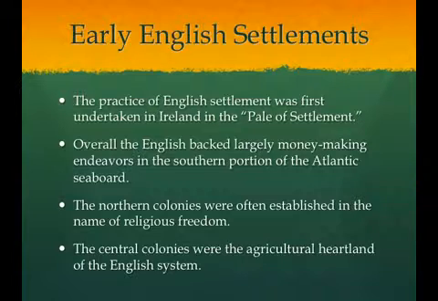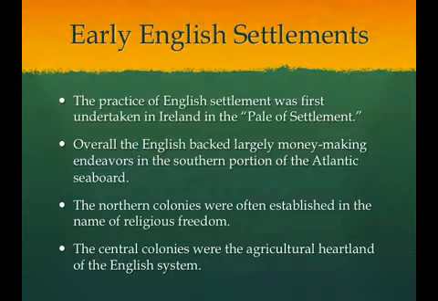And so this model is what's recreated in North America. Overall, the English tended to back money-making endeavors. This was about making profit, particularly in the southern portion of the Atlantic seaboard colonies, in the southern colonies. The northern colonies, by contrast, were often initially established in the name of religious freedom, but those colonies also took on a very significant commercial economic system that was not as agricultural as we'll see in the South, but tended to focus more on shipping and producing finished goods in the colonies themselves.